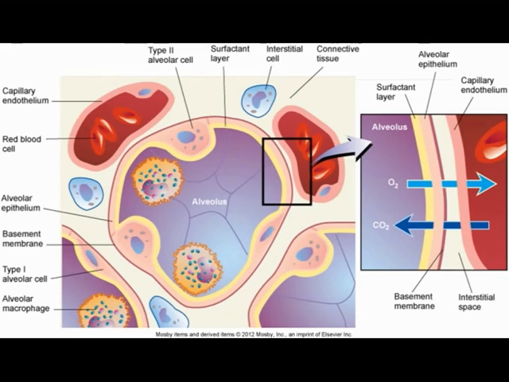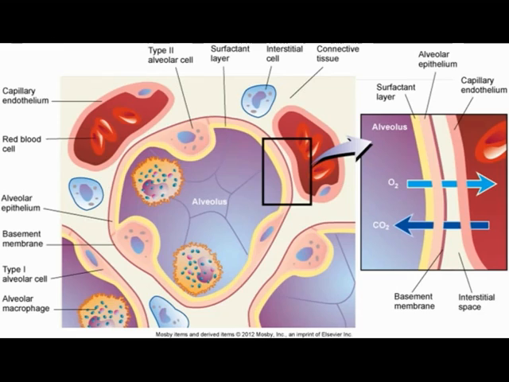So move over to the little cutout here on the right where it's showing that we have the alveolus on the left and the blood vessel, the capillary, on the right. Now you see oxygen is passing from the alveolus into the capillary, and CO2 is passing from the capillary back into the alveolus. So this is where the gas exchange takes place.